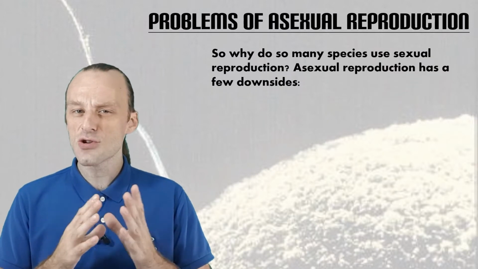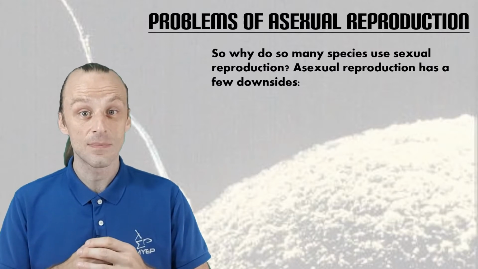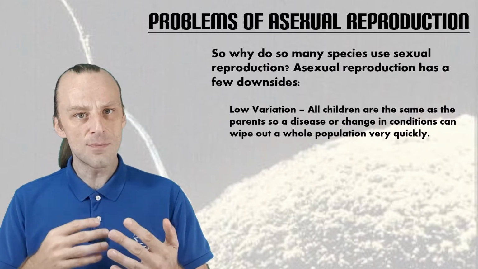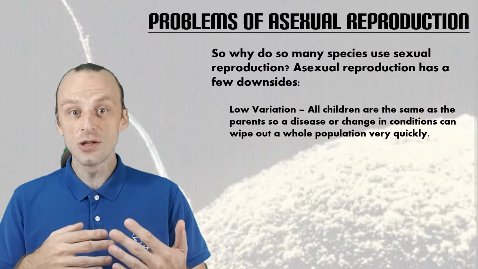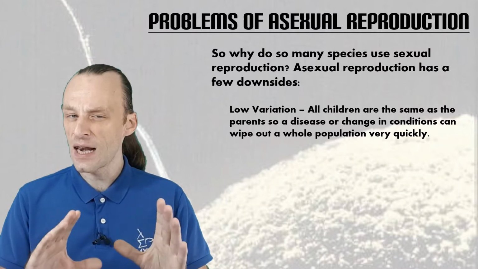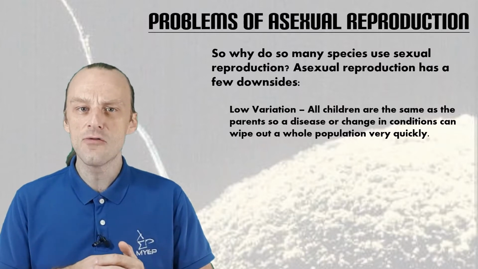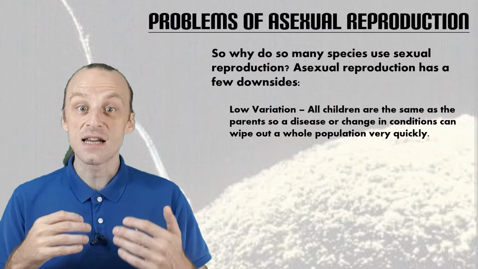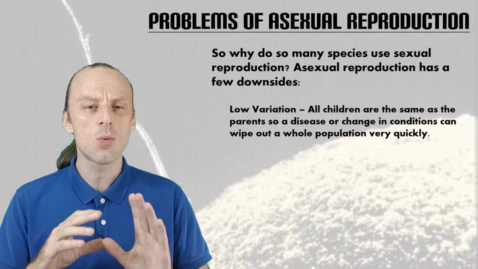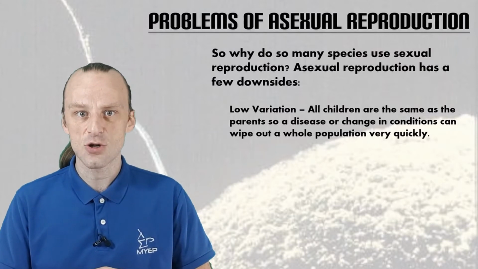Well, asexual reproduction does have a few problems which we need to look at. The first of these is low variation. When you reproduce asexually, your children are almost always the same as you genetically, unless there is a mutation. This means that there is a very low variation in genetics, and a disease or a change in conditions can very quickly wipe out a whole population which reproduces asexually.